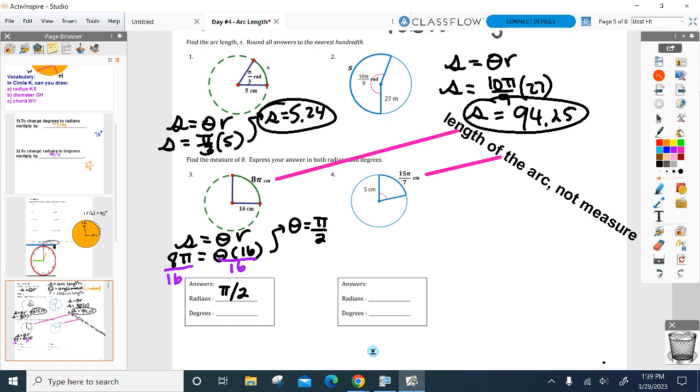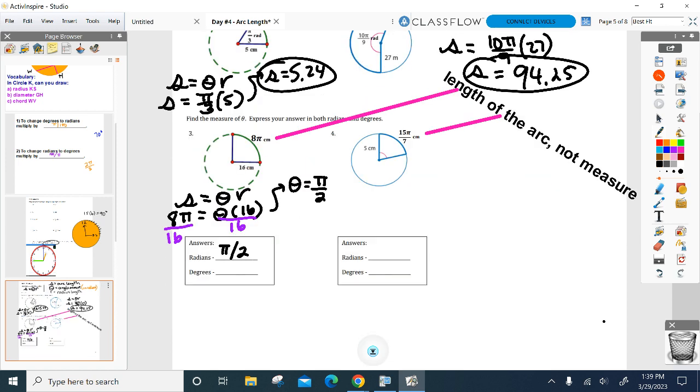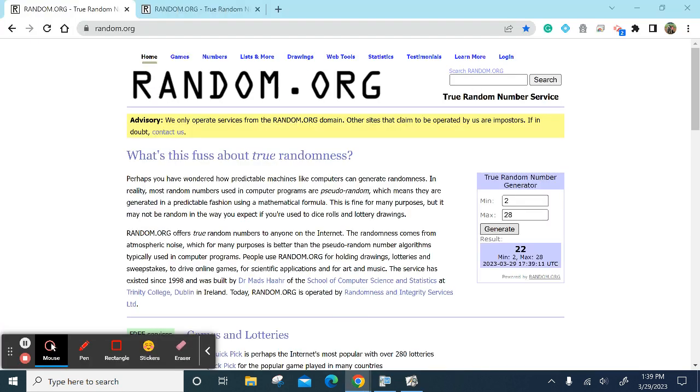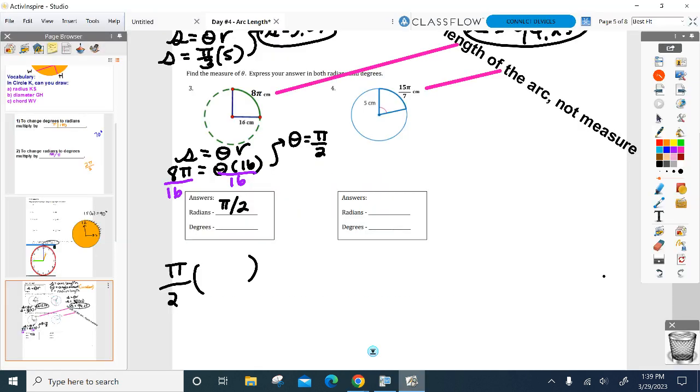We did this yesterday, right? I can take a radian and put it into degrees. Take pi over 2 and multiply it by, what's the conversion? There you go, 180 over pi. This is not cross multiplication. Just numerator times numerator, denominator times denominator. Pi's cancel. And how many degrees are in this angle?